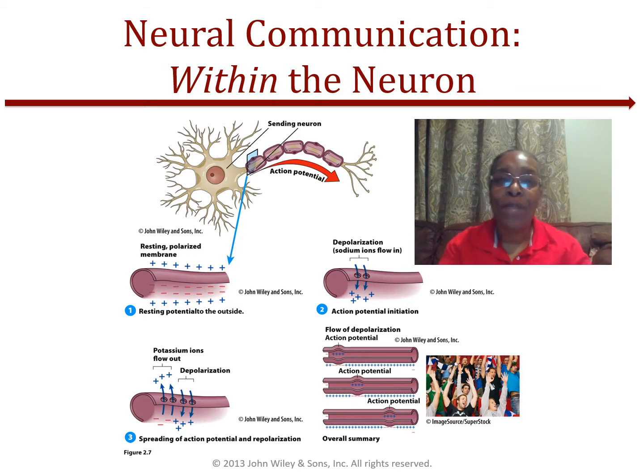All right. Communicating within the neuron is not the same as communication between neurons. Within the neuron, the message travels electrically, but messages that are transmitted chemically from one neuron to the next use chemicals called neurotransmitters.